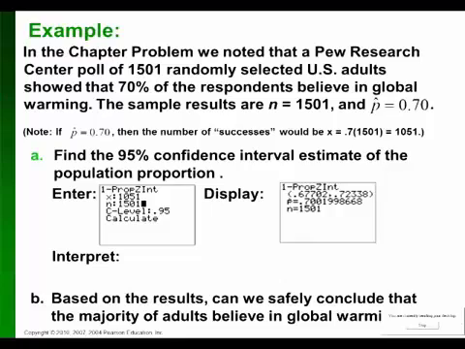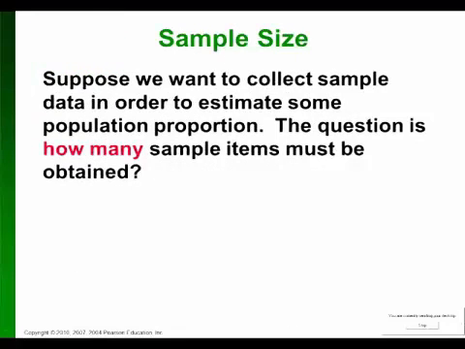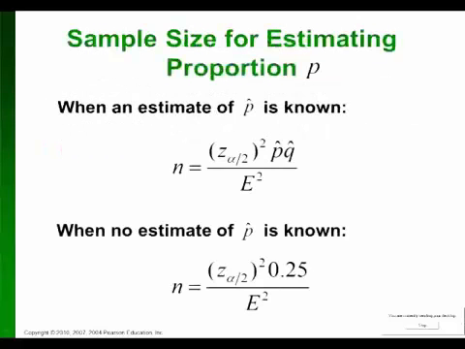Suppose we want to collect sample data in order to estimate some population proportion. The question is, how many sample items must be obtained? Here are 2 formulas. When the sample proportion is known, you use this formula. If you don't know the sample proportion, you use the second formula. But we have to figure out what all these things stand for.